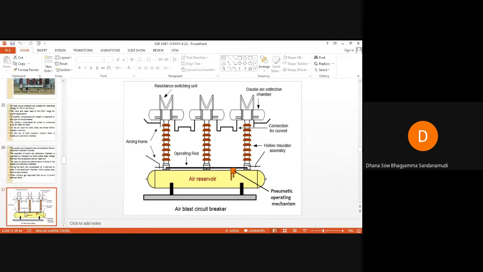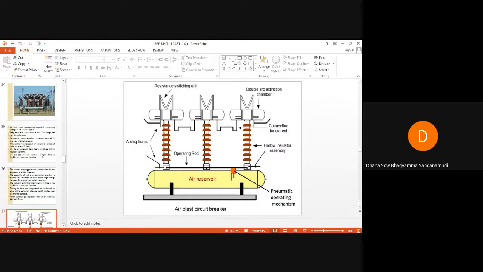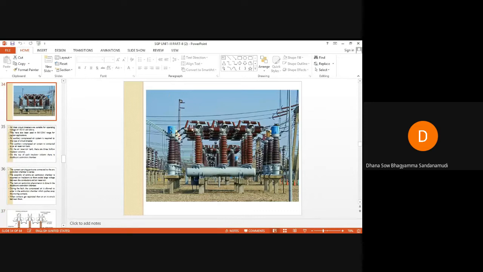I will show you this double arc extinction chamber. Above this double arc extinction chamber, there is a resistance switching unit. Do you know the need of the resistance switching unit? Above this double arc extinction chamber, these are the resistance switching units. This is also a resistance unit, and this is also a resistance unit.